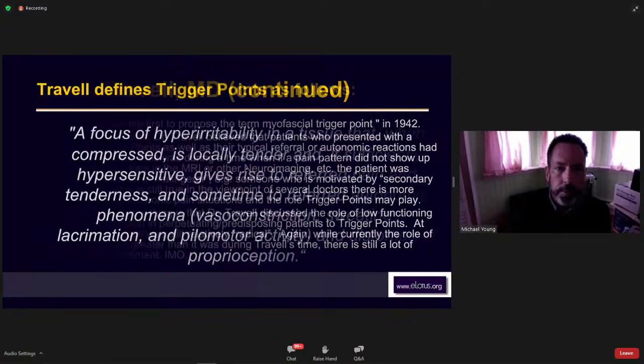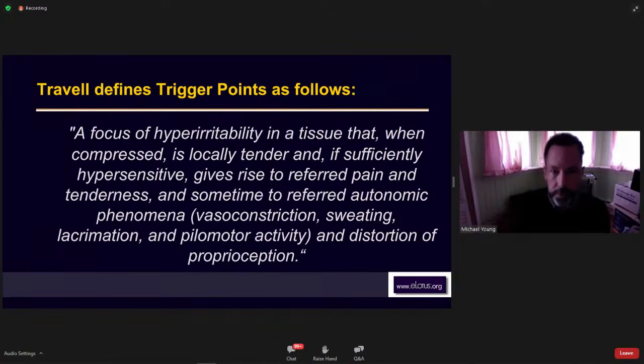Travell's definition of a trigger point: a focus of hyperirritability in a tissue that, when compressed, is locally tender, and if sufficiently hypersensitive, gives rise to referred pain and tenderness, and sometimes to referred autonomic phenomena like vasoconstriction, sweating, lacrimation, pilomotor activity, also known as goosebumps, and distortion of proprioception. These aren't super common, but they do happen.